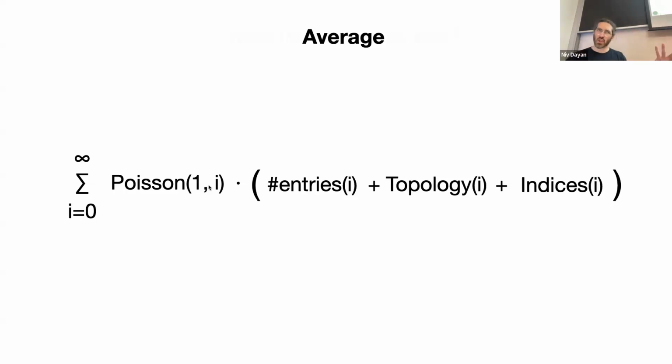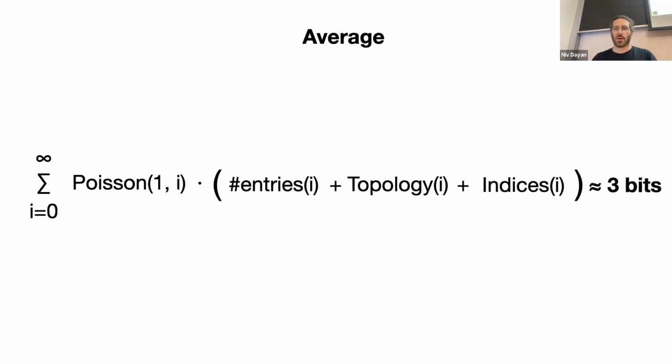I'm going to size the whole hash table such that on average, 1 entry is going to map to every slot. So the lambda of the Poisson is 1. And then, given a probability that I end up with a given slot size, I multiply that by the expected size for a slot of that size. And on average, that's actually 3 bits.